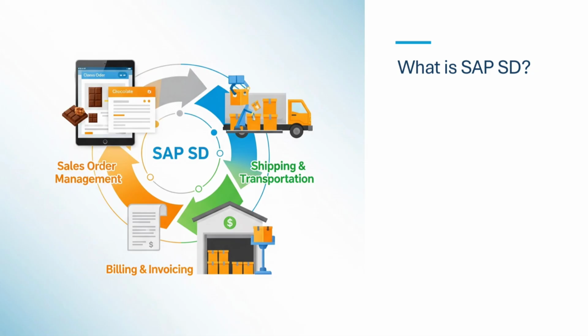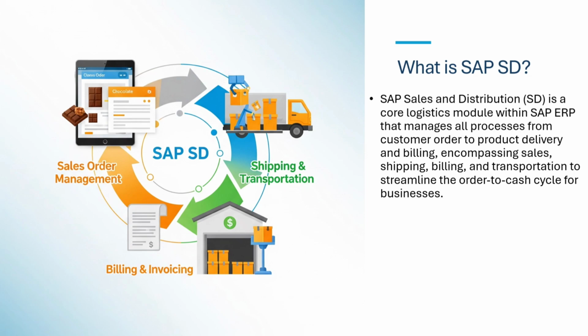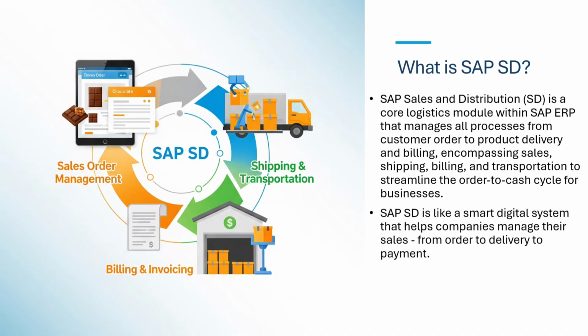To begin with, we'll see what exactly is SAP SD, SAP Sales and Distribution. It's a key logistics module in SAP ERP, which is used to manage the entire sales cycle, beginning from the sales inquiry to delivery, billing, and finally the customer payment. We can also say that SAP SD is like a smart digital system that helps companies manage their end-to-end sales.